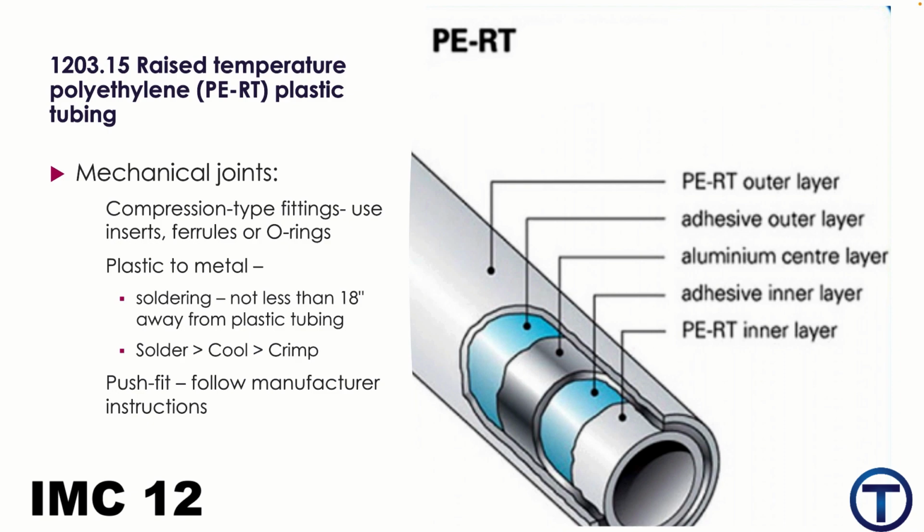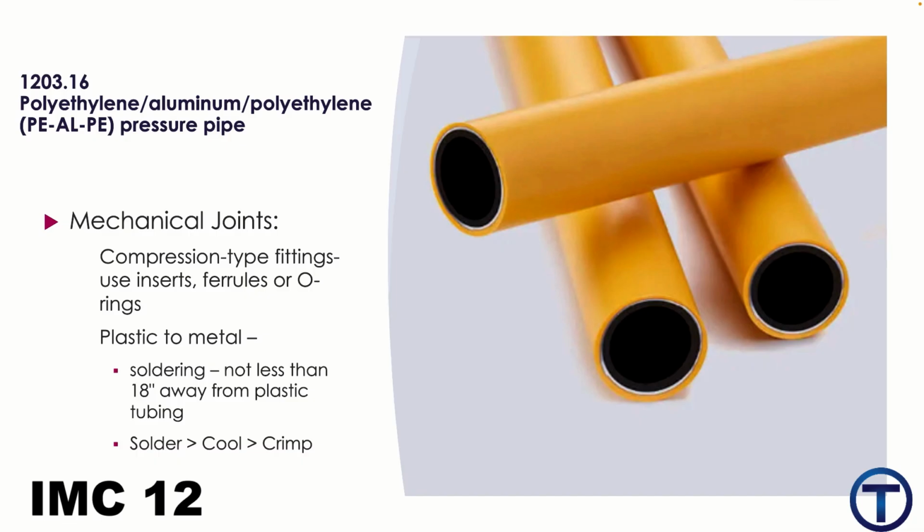Also, if you're using PERT, if you're connecting plastic to metal in this hydronic system, and if you need to solder, and if there's plastic anywhere nearby where you need to solder, make sure you're soldering at least 18 inches away from the plastic tubing so as to not overheat it and weaken the wall of the plastic pipe. Remember, solder, cool, then crimp. Push fittings are also allowed. For PERT piping, follow the manufacturer's instructions.